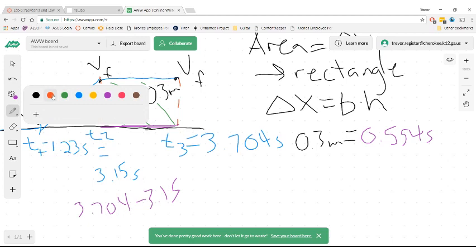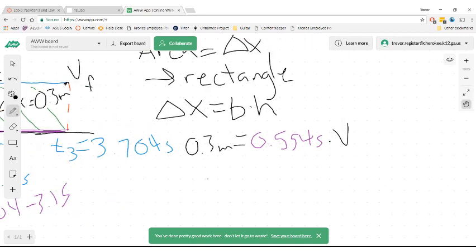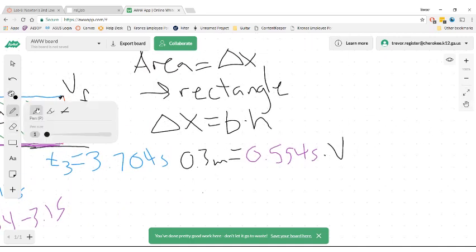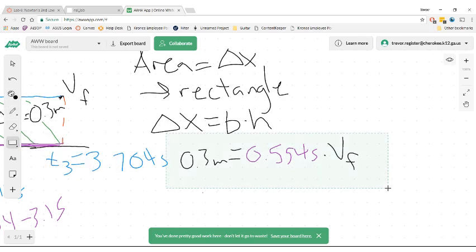And now the height is this in red right here. I don't know what that is. So I'm going to use the variable for that height, which is VF. So I go over here and I write VF. Oops. Scooch this over. Okay. So now I've got an algebra problem. Okay, you can see it a little better. So I've got 0.3 is equal to 0.554 times VF.